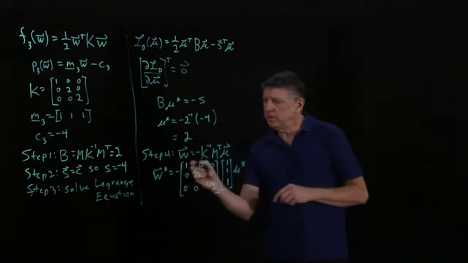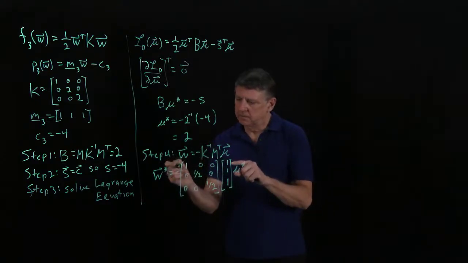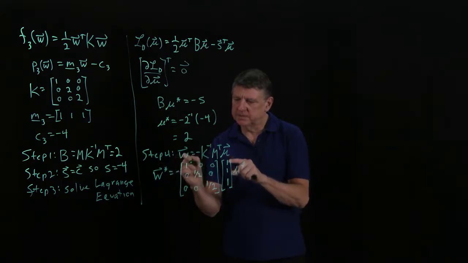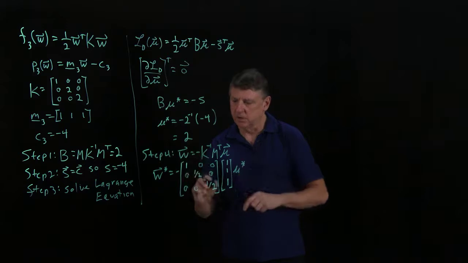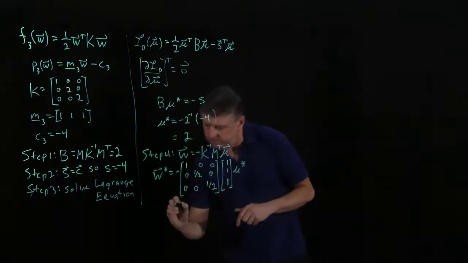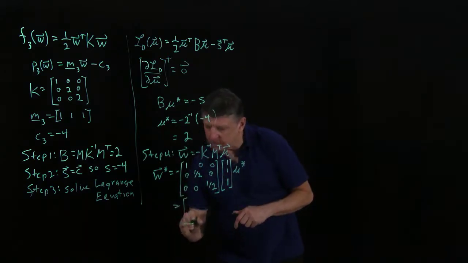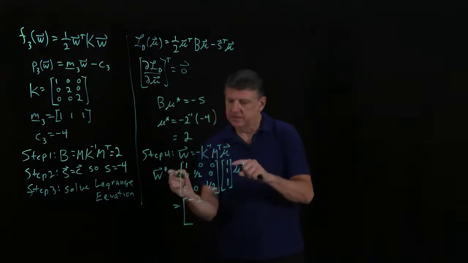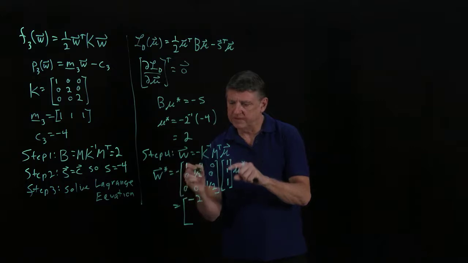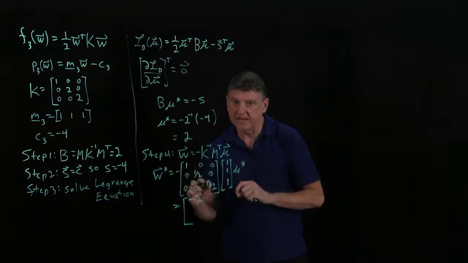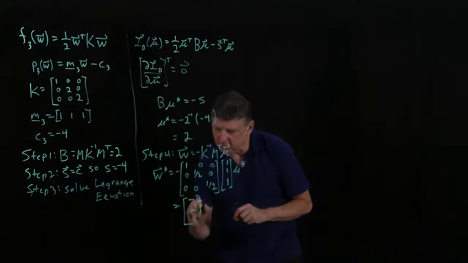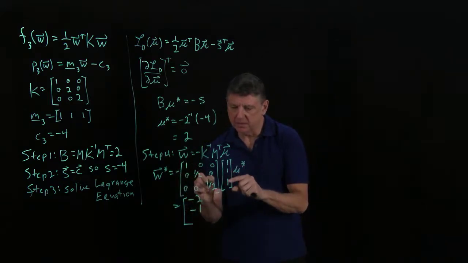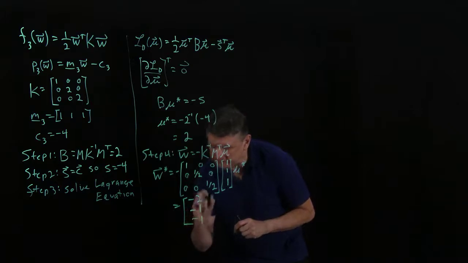And when we work this out, this will be minus 1, 0, 0. So that will be minus 1 times mu star. So that will equal minus 2. The next one is 0, minus 1/2, 0 times that. So that will be minus 1. And then that will be 0, 0, minus 1/2, and that will be minus 1.